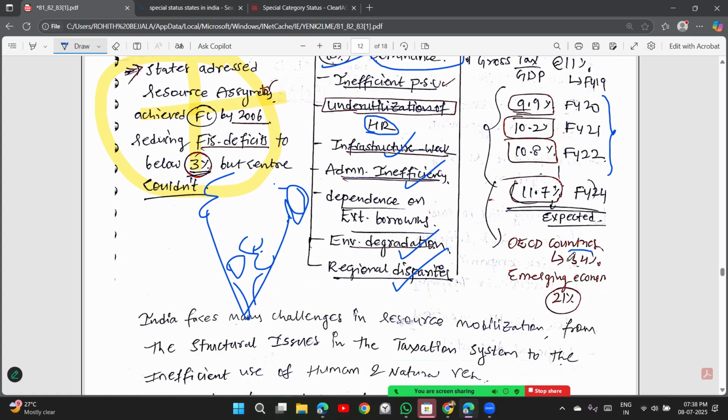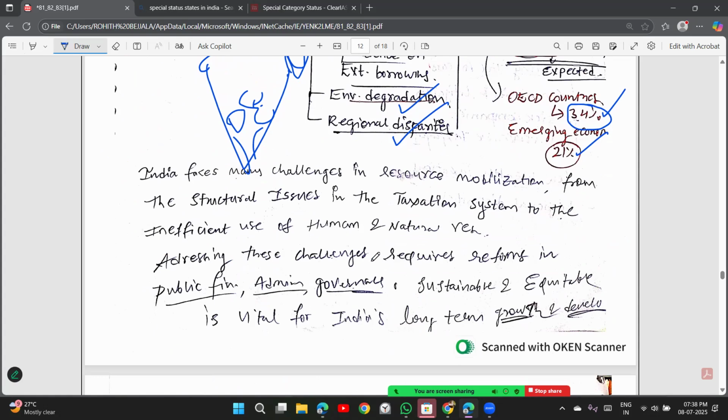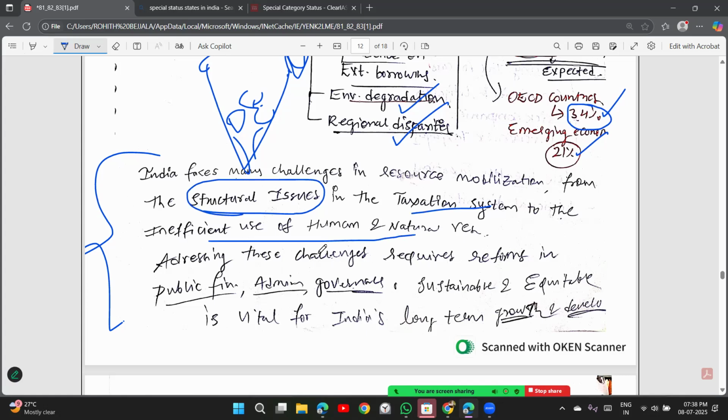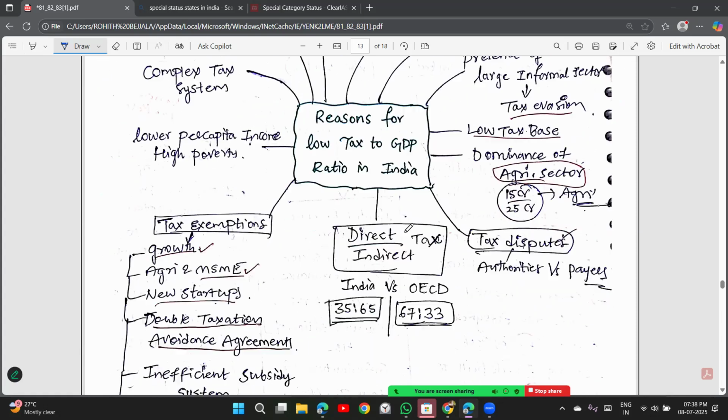Whereas in OECD countries, it was 34%, and in emerging economies like Japan, China, and other countries, it is 21%. So this can be written as a conclusion. So I just wrote it. India faces many challenges in resource mobilization, from the structural issues in the tax system to the inefficient use of human and natural resources. Addressing these challenges can improve the overall structure of the process.